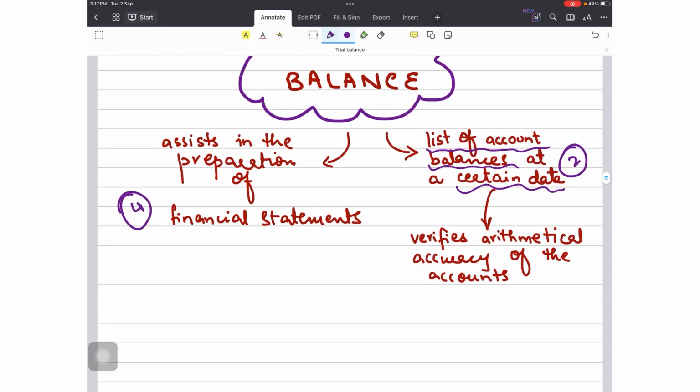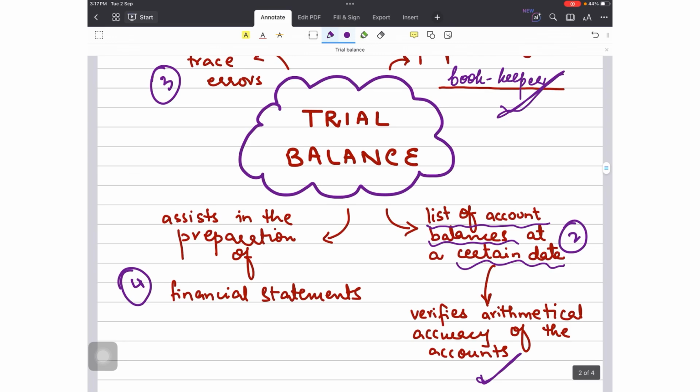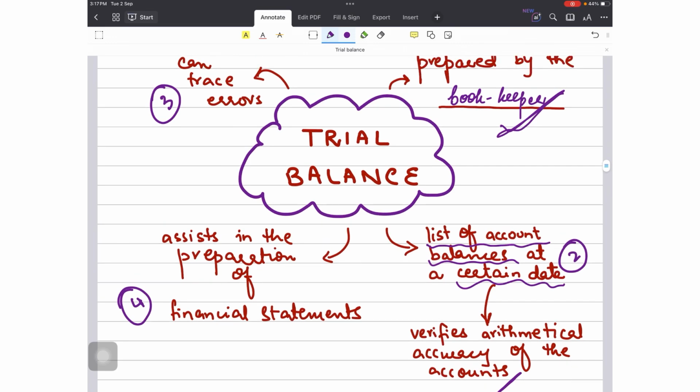Moreover, the reason why it should balance, ideally, is because it verifies the arithmetical accuracy of the accounts. It gives an assurance that there might not be any calculation type of error in the T accounts, in the ledger accounts. That is how it will balance, right? If all the debit accounts, the accounts that have a debit nature, match with the credit side, the accounts that have a credit nature, it will give an assurance that there is no arithmetical problem in the T accounts, right? So that is why the preparation of trial balance is very, very important.